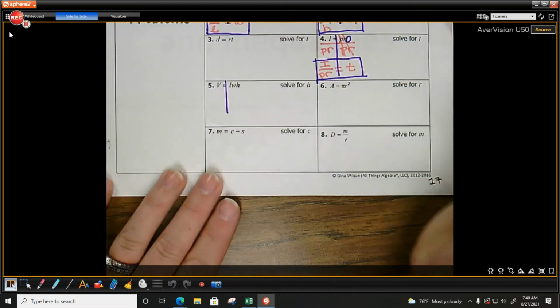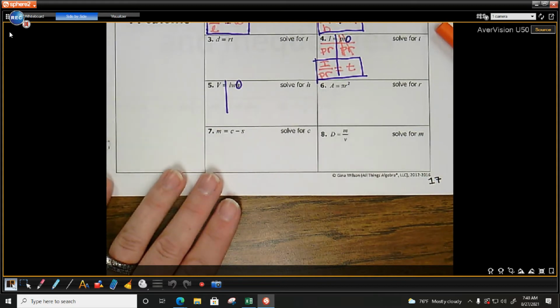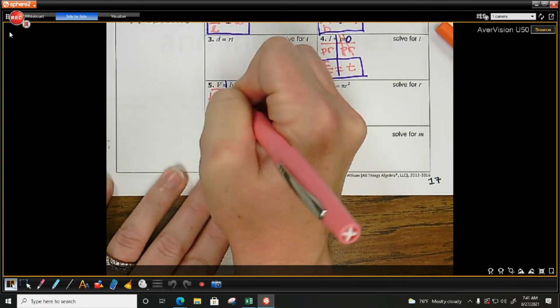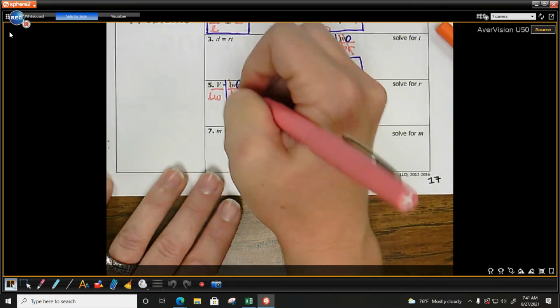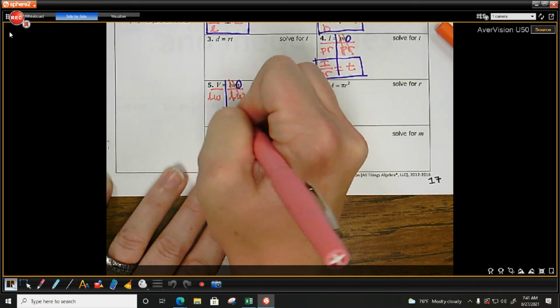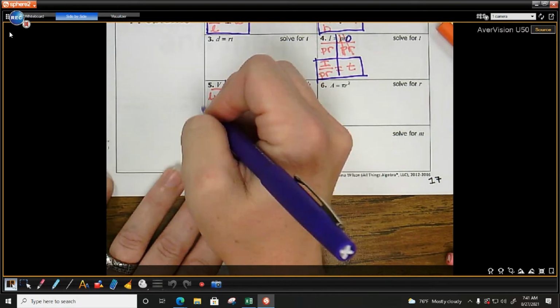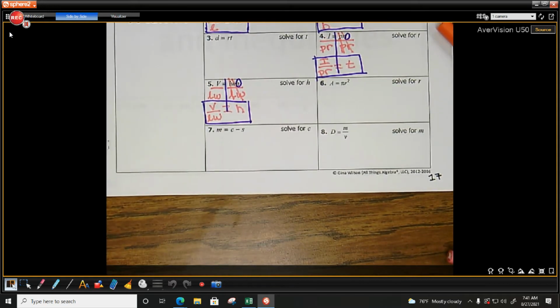Okay. Let's go to number 5. Line through the equals, what variable am I going to circle? Okay, what am I going to move away? How? I can divide by L and W because I'm undoing the same multiplication operation. L over L, gone. W over W, gone. And I get H equals what? V over LW. Good? Okay, let's go to 7.